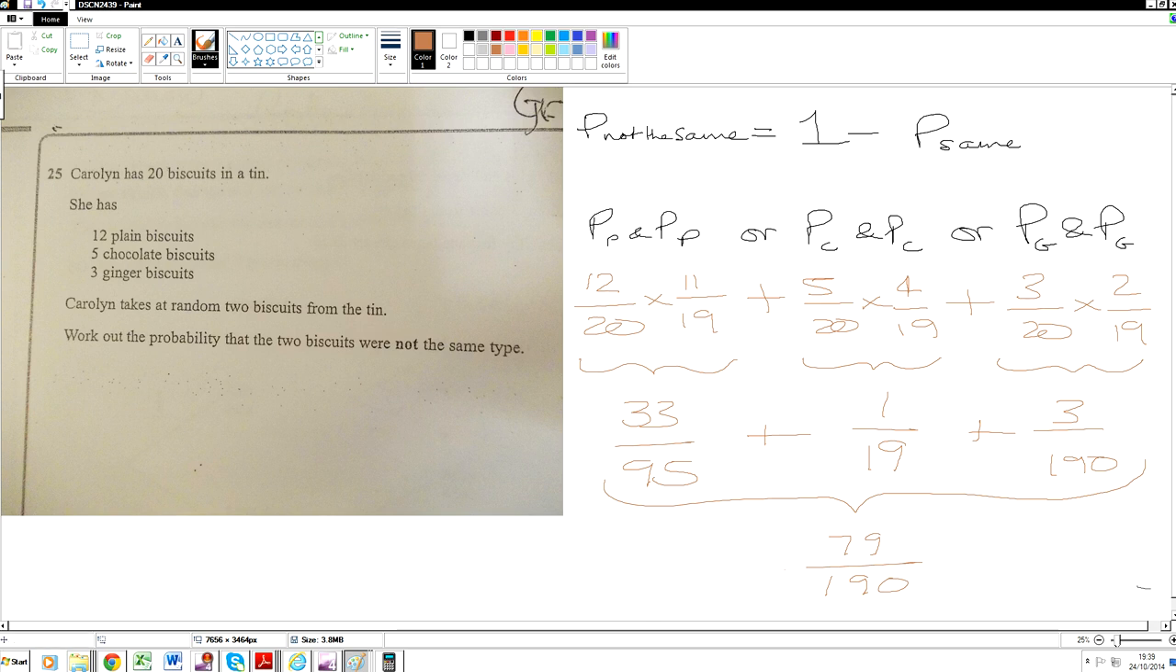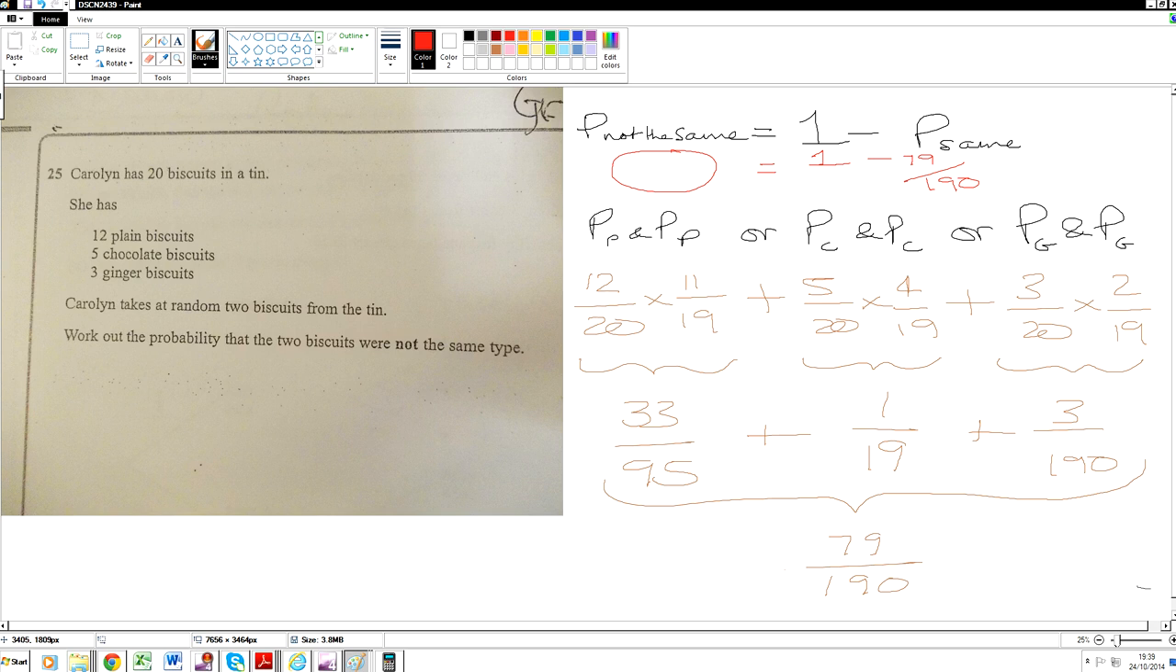We need to do 1 minus that to give us that it will be different. So we need to go back up to the top line and do now 1 minus 79 over 190. So what is 1 minus 79 over 190? And that will give us the answer over here. 1 take away 79 over 190.